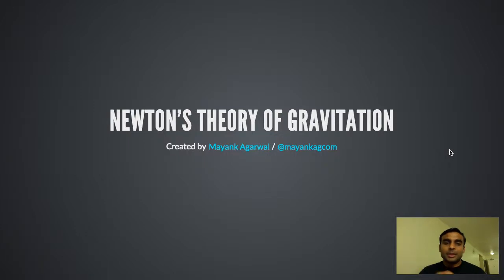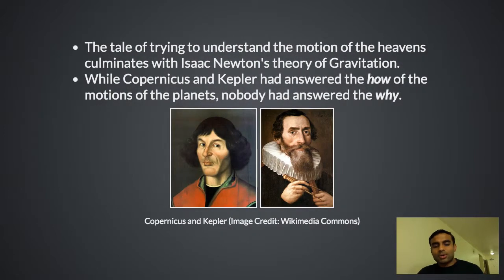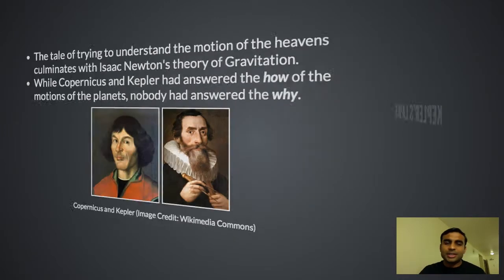Hi, welcome. In my series on science, today we'll talk about Isaac Newton's theory of gravitation. So far, we have talked about Nicolaus Copernicus and Johannes Kepler and how they gave us laws regarding the motion of the planets. Copernicus gave us a heliocentric model in which the planets went around the sun, and Kepler gave us empirical laws regarding the motion of the planets.